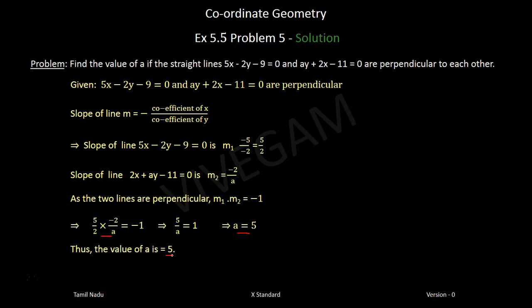Okay, it's very simple. Find the slope of the line. But before that, in this case, they have given the equation in the standard form. If they are not given in standard form, convert them into the standard form. Find the slope of the lines, multiply their slopes and equate it to minus 1. Solve and get the value of A.